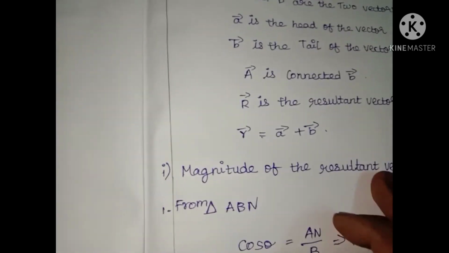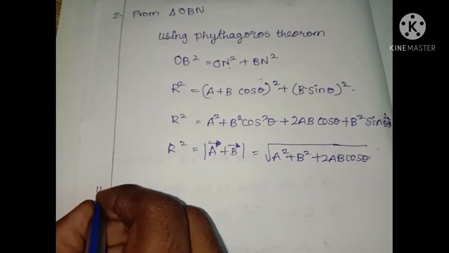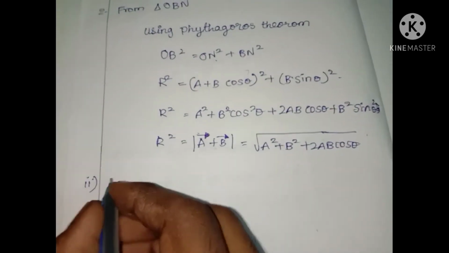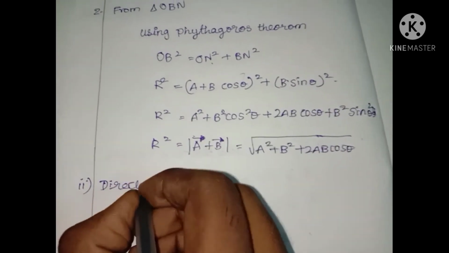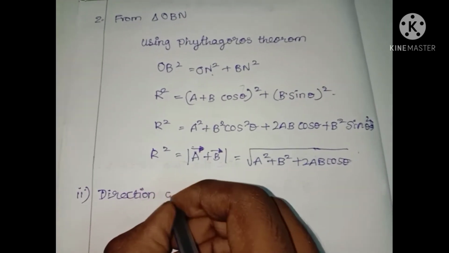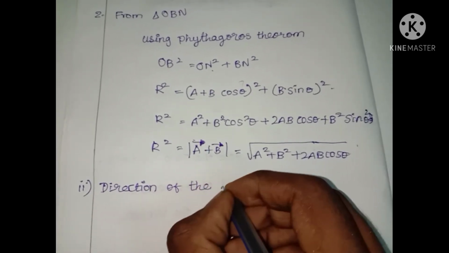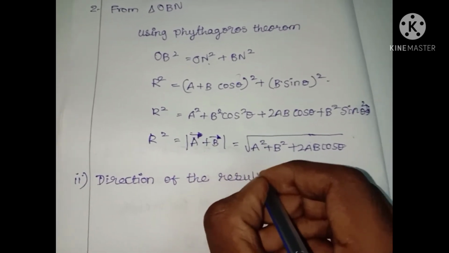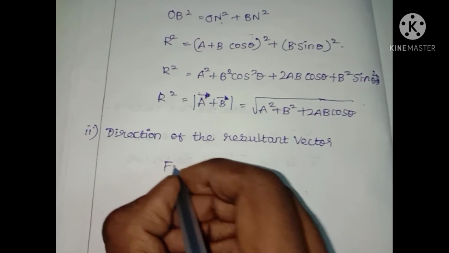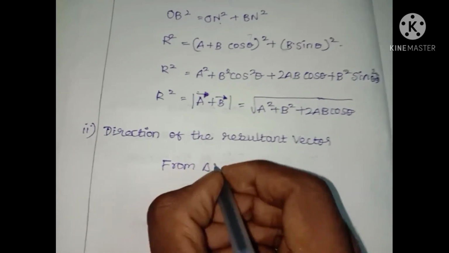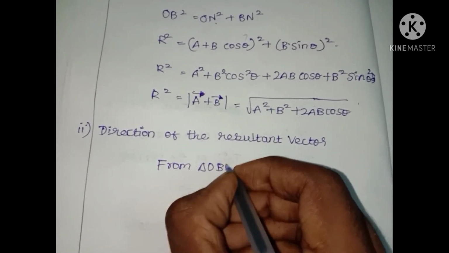So now the magnitude of the resultant vector is found out, and then we find the direction of the resultant vector, taking from triangle OBN.